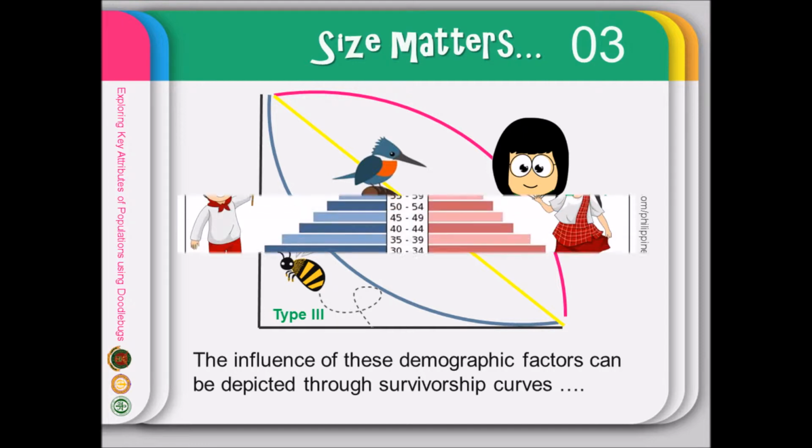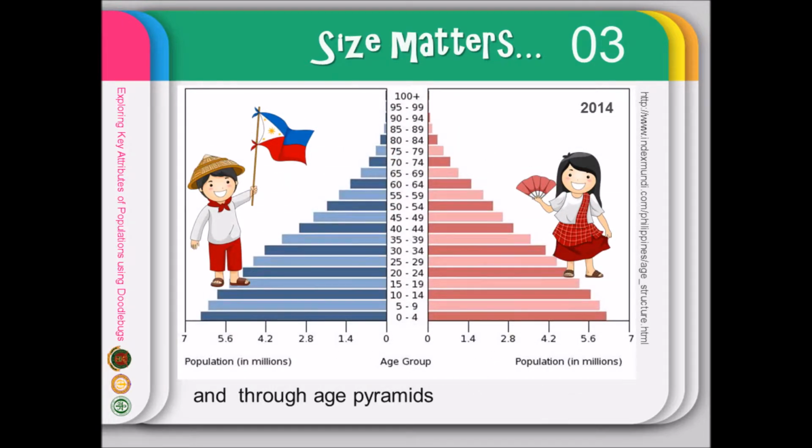Increase in population size can be predicted through age pyramids. Here you can see the 2014 age pyramid of the Philippine population. The left part of the graph depicts the male population, while the right side reflects the female population. This age pyramid shows that the Philippine population is still growing, as the bulk of the members of this population belong to the pre-reproductive and reproductive age groups.